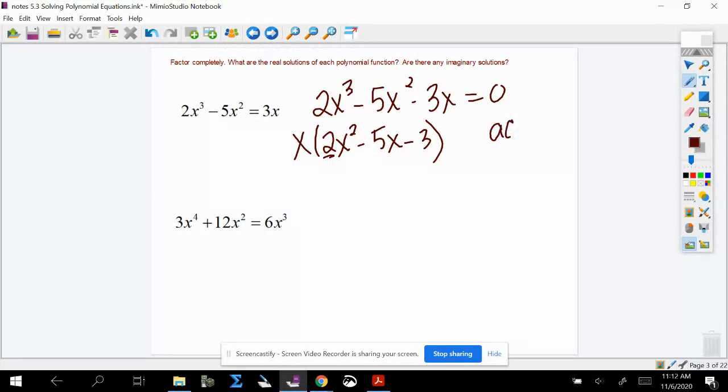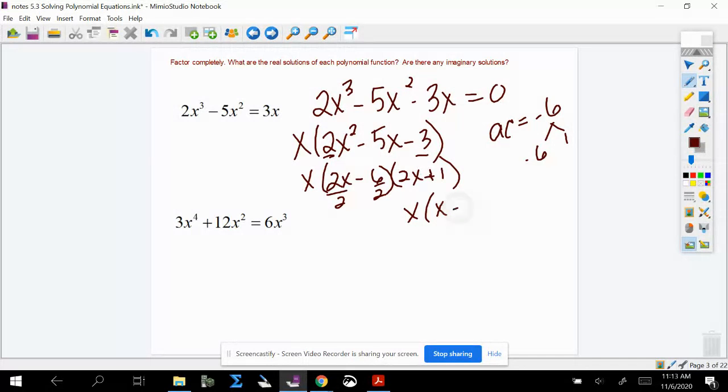So my AC is -6 because I take the 2 times the -3. That's the AC value. So I need 2 numbers that multiply to get -6 and add to get -5. That's going to be -6 and 1. So I'm going to go through the way I taught you last chapter, but again, I'll by all means use a technique you're more comfortable with if you'd like. So this would be 2x minus 6 and 2x plus 1. And then before you walk away and start solving, you want to see if anything can divide out. So we can divide a 2 here. So our fully factored answer is x times x minus 3 times 2x plus 1.